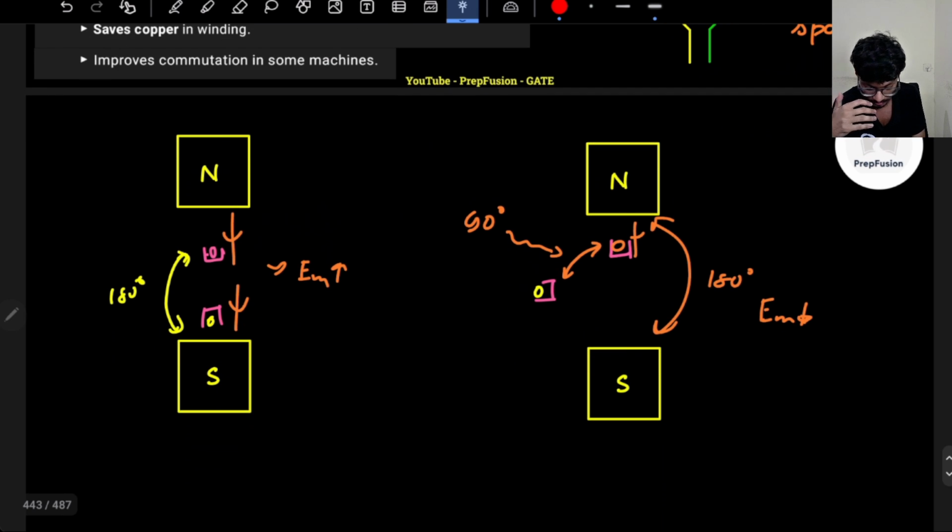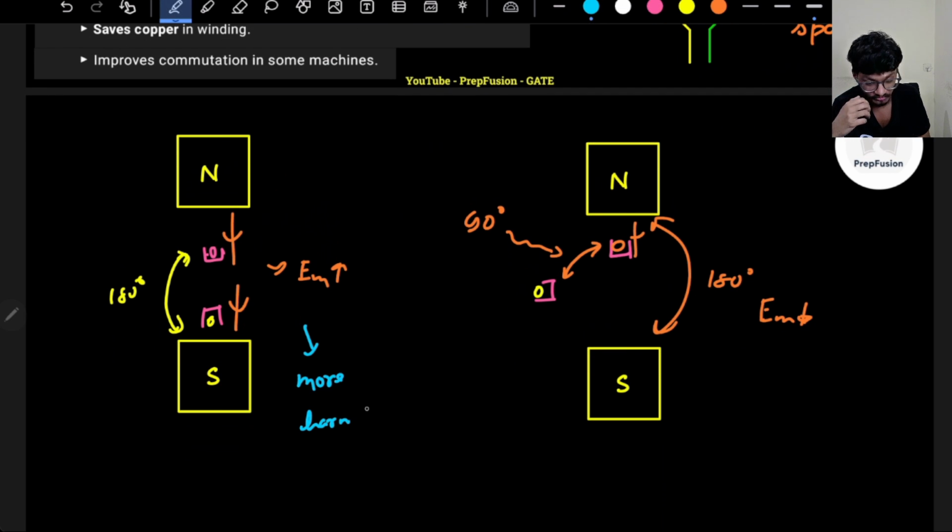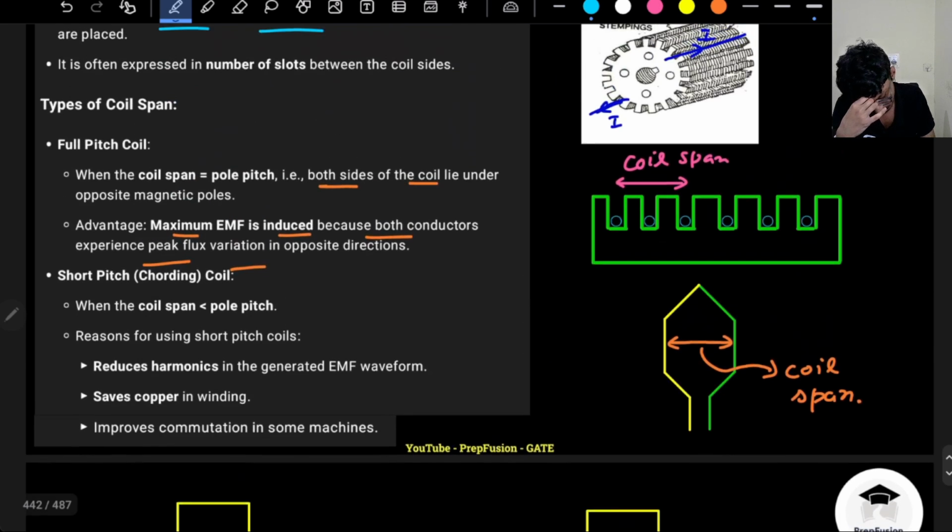There will be more harmonics in a full pitch coil. So the waveform will not be purely sinusoidal here. In a short pitch coil, there will be lower harmonics. Okay, lower harmonics.